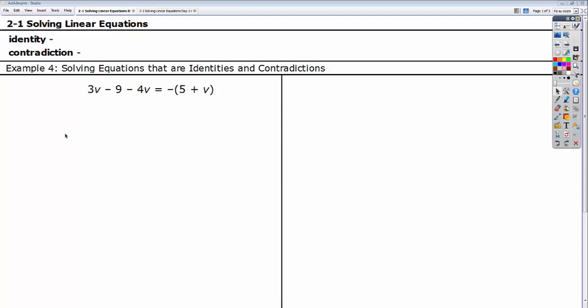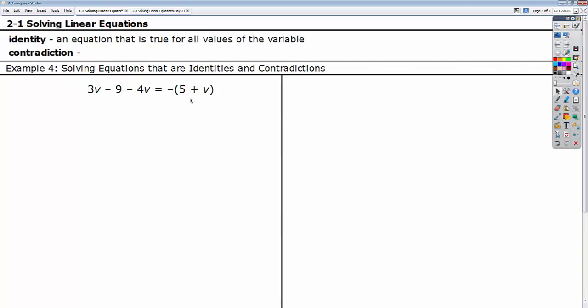Okay, yesterday we took a more general look at solving equations. So today we're going to look at some special cases and talk about some inequalities. Our two special cases are the identity and the contradiction. Your identity is an equation that is true for all values of the variable.